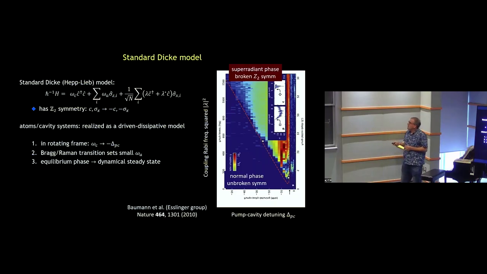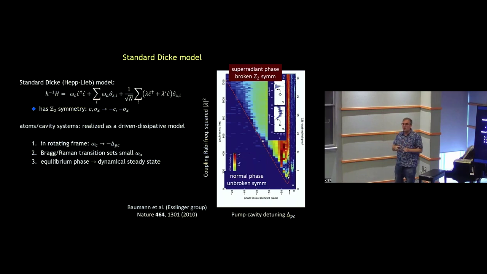The Hepp-Lieb model has a Z2 symmetry, which is, here's the symmetry operation. And that symmetry is broken in the superradiant phase. The Dicke model is realized experimentally as a driven dissipative model in the manner that I told you about. You drive the system inside of a cavity and you look for the phase that's produced as a response. I just want to emphasize a few differences between studying the Dicke model as an equilibrium system versus a non-equilibrium system.